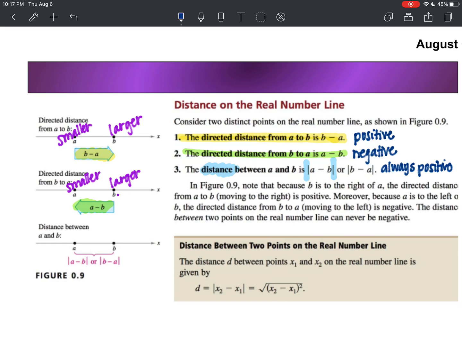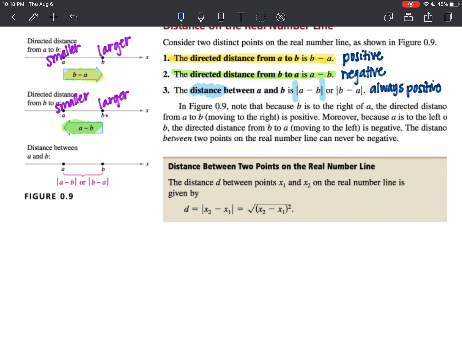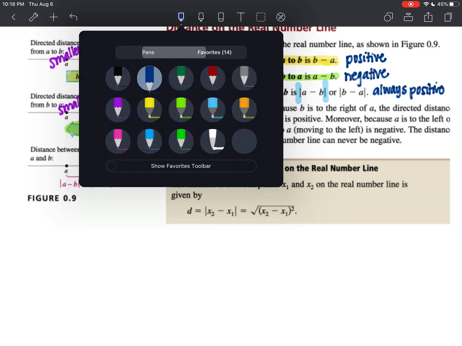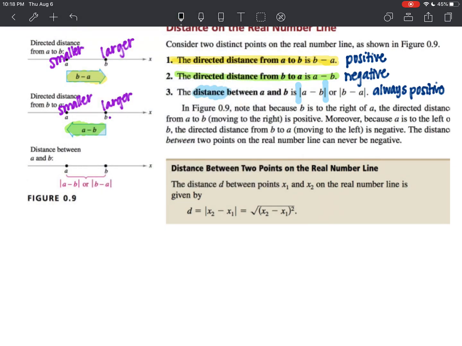The distance between 2 points on the real number line. This one's kind of an interesting one because it looks very similar to the distance formula. The distance between two numbers on the number line is equal to the absolute value of one value minus the other, which is also equal to the square root of the square of their difference. So let me just show you. Let's just use some numbers here. Let's use 2 and 5.